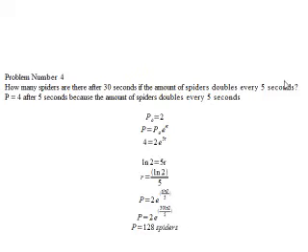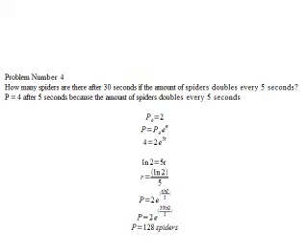Alright, so we're trying to figure out how many spiders there will be 30 seconds after Malfoy's spell hits the spiders if the amount of spiders doubles every 5 seconds. We're given that P naught equals 2, and we can figure out that P equals 4 after 5 seconds because the amount of spiders doubles every 5 seconds. And given the exponential growth equation of P equals P naught times e to the rt, we can sub in the given values and get 4 equals 2 times e to the 5r.